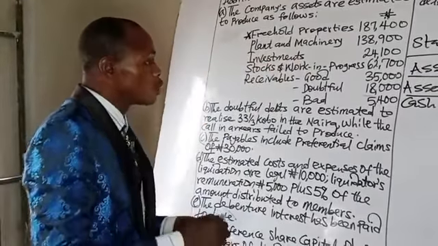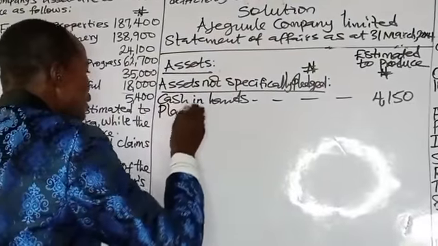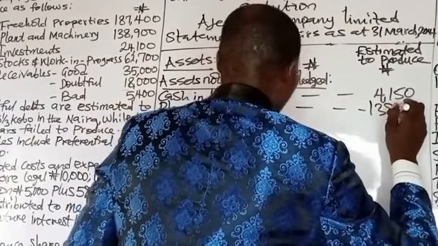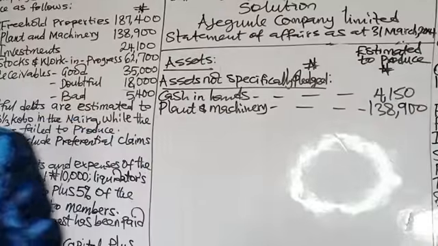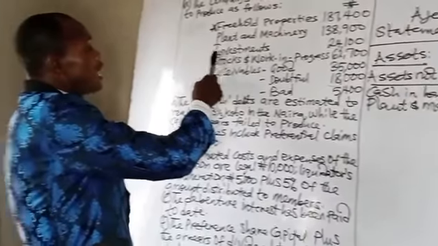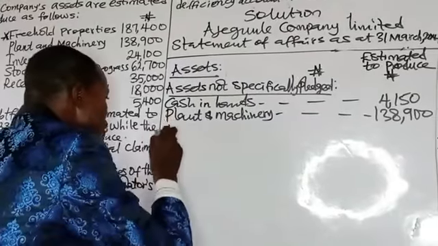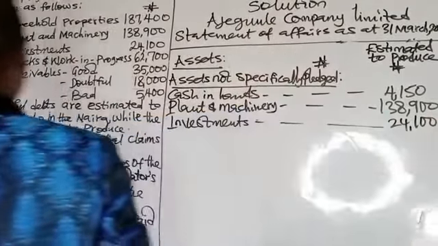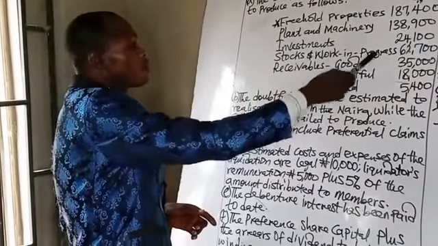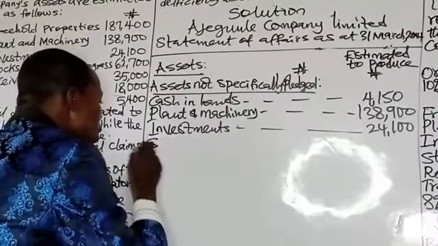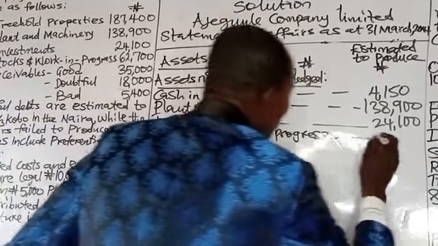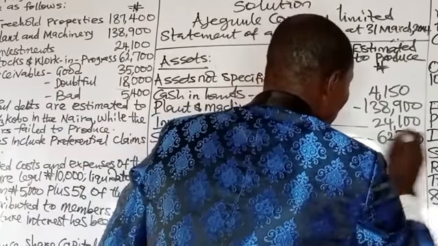Other assets not specifically pledged now. We now have plant and machinery. The realizable value of plant and machinery is 138,900. It is the realizable value you need, not the book value. Then we also have investment. The realizable value of investment is 24,100. Then we also have stocks and work in progress, 62,700.